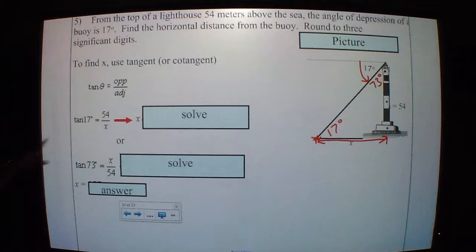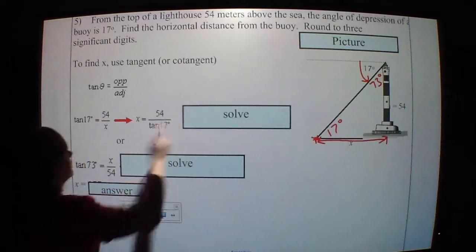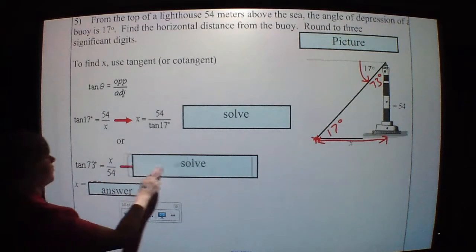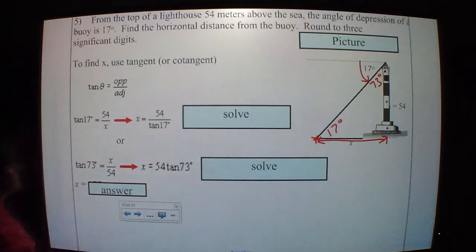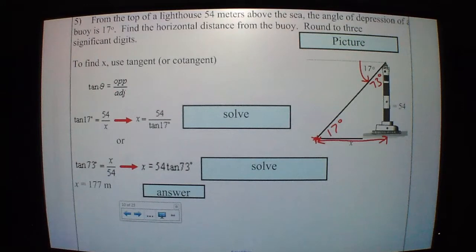If I were solving the second one, I would cross multiply and get x tangent of 17 is equal to 54, and then I'd solve for x, and I would get 54 divided by tangent of 17. This one, if I multiply each side by 54, I'd have 54 tangent of 73. If you put that in your calculator, either one of them, you will get 177 meters. So try them both ways. Put 54 divided by tangent of 17, and do 54 times tangent of 73, and see if you get the same answer. You should.